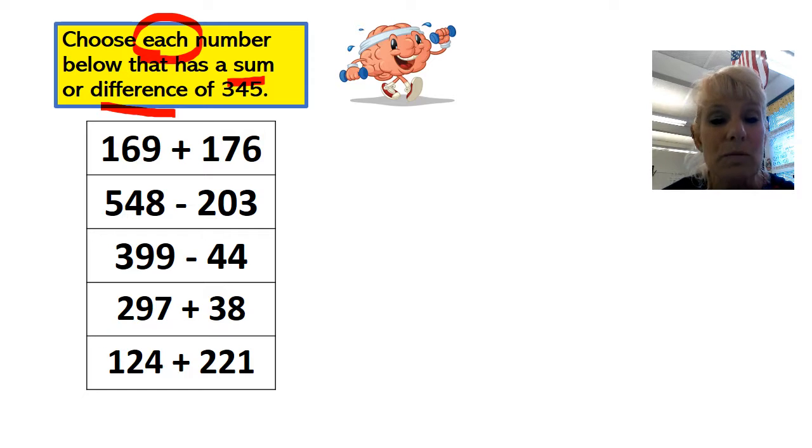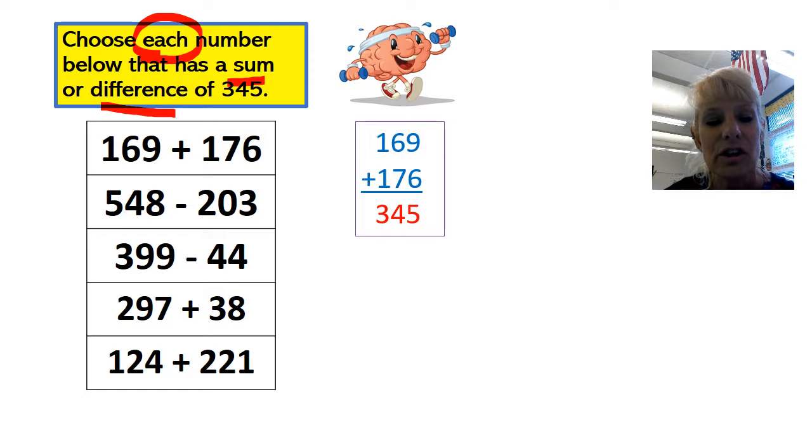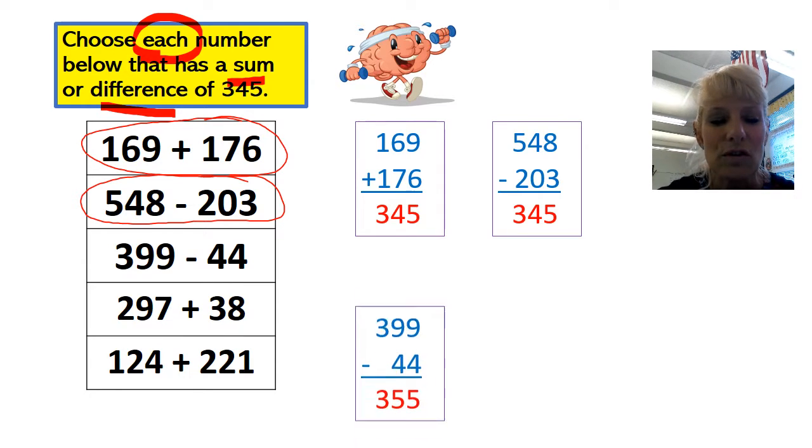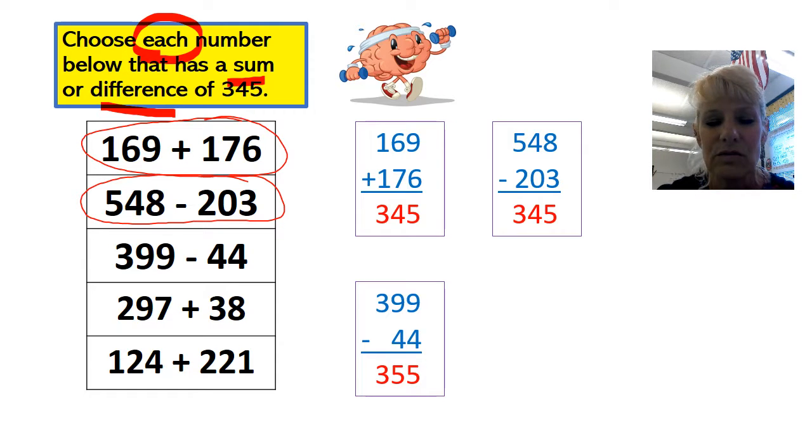What I would like for you to do is pause this video. I want you to try it, and then we'll check it together, okay? All right, the first thing that you would want to do is add 169 and 176. I found out that it did equal 345, so I'm going to go ahead and circle that. The next thing you should have done is subtract 548 minus 203, which would have given you the 345 we were looking for.